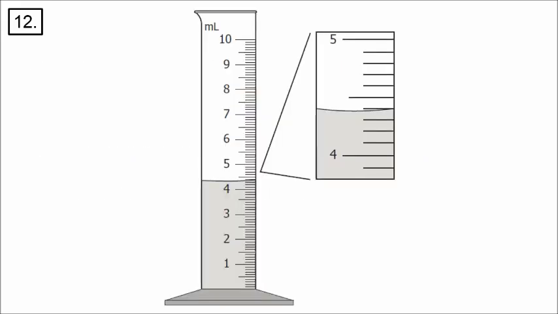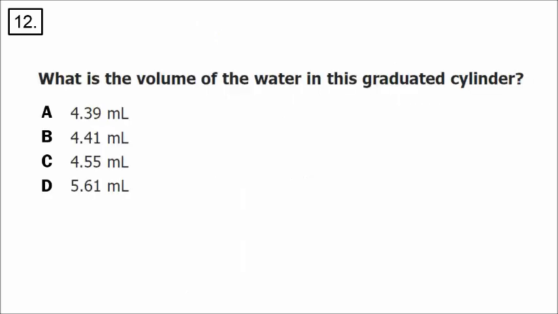In number 12, the close-up on this graduated cylinder shows that the bottom of the meniscus, which is where we're supposed to read the volume, is somewhere between 4.3 milliliters and 4.4 milliliters. So the correct answer would be 4.38 or 4.39. So correct answer is A.